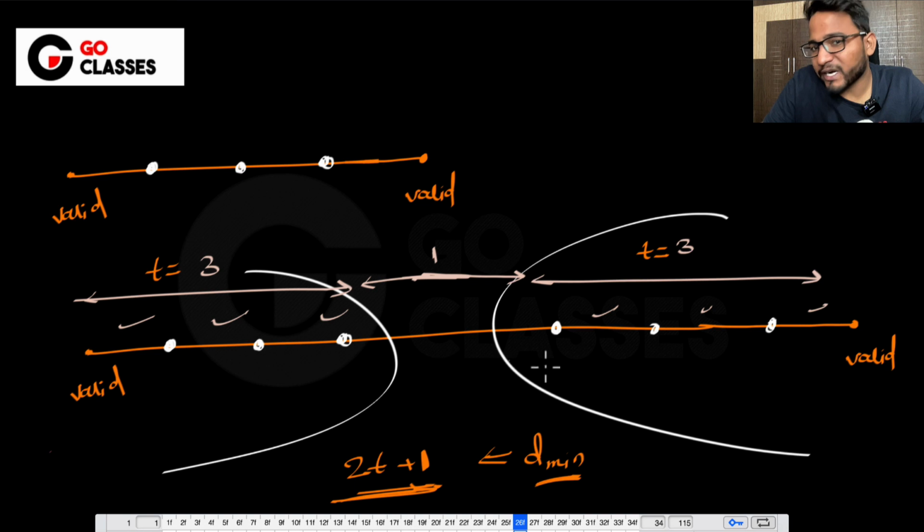Similarly, if you just want to detect the error, and let's suppose the channel is producing 3 bits of error, then the minimum Hamming distance should be at least 4, because your invalid could be this, your invalid could be this, your invalid could be this, and your valid will be this one, the next valid. So if you just want to detect the error, then the minimum Hamming distance will be 4. But if you even want to correct the error, then it is 2t plus 1, right? These two results are quite important, so that's why we have spent a few minutes on this.